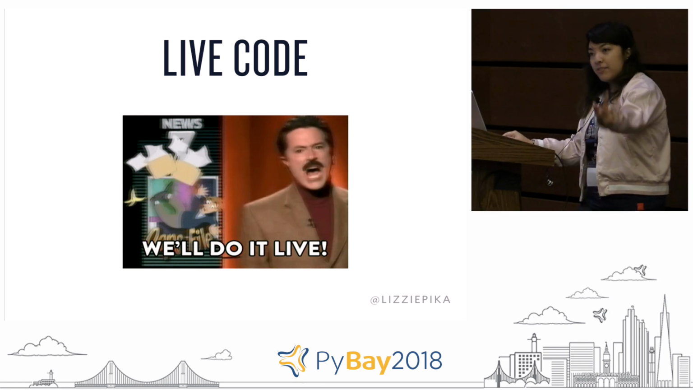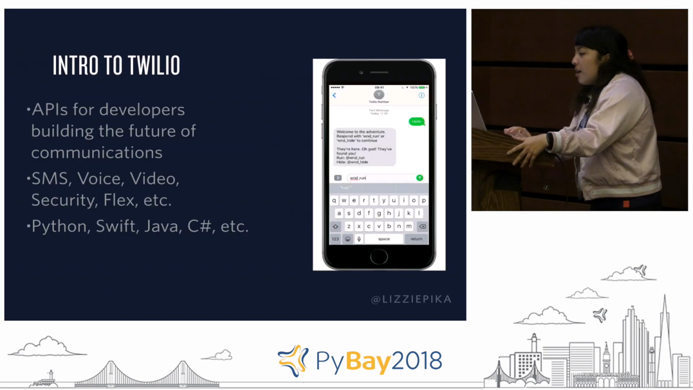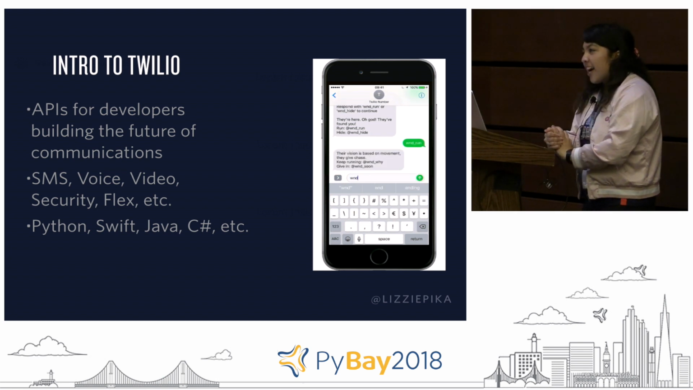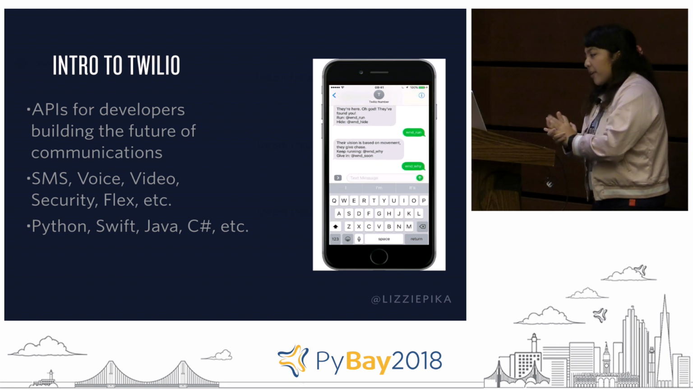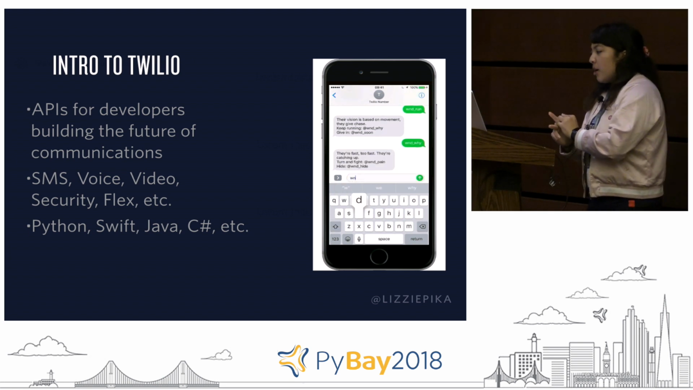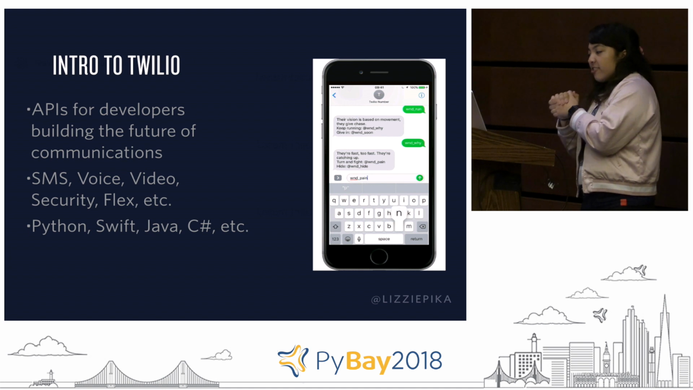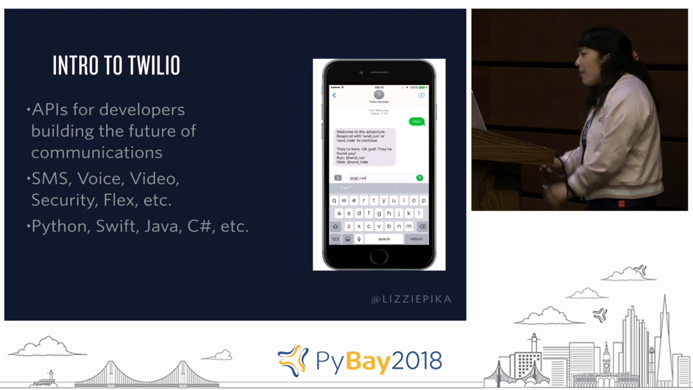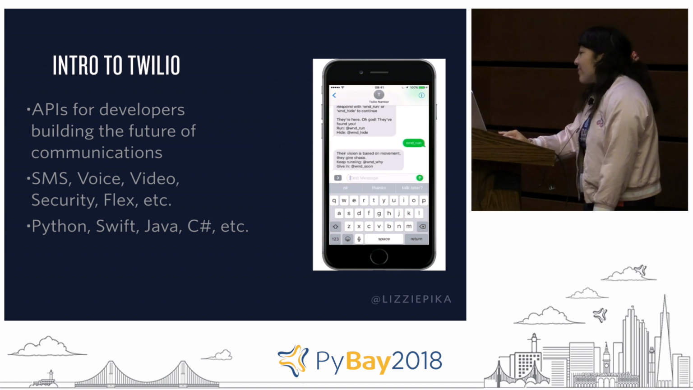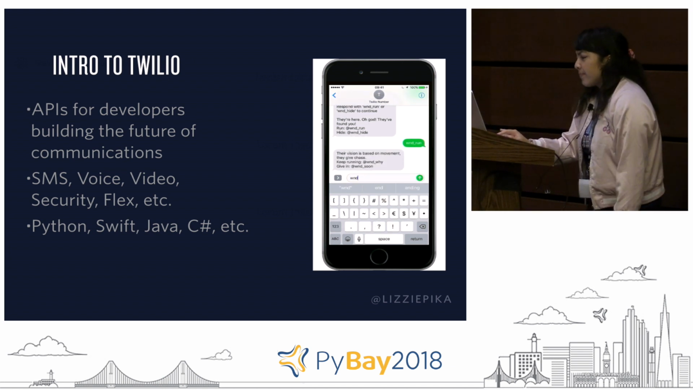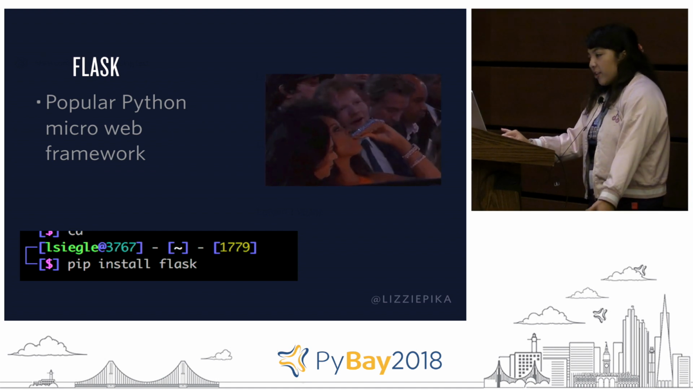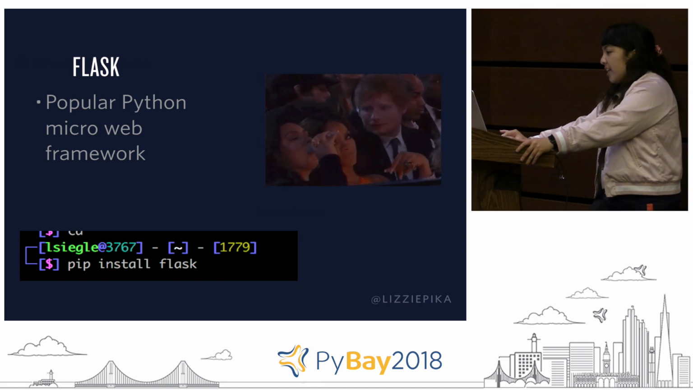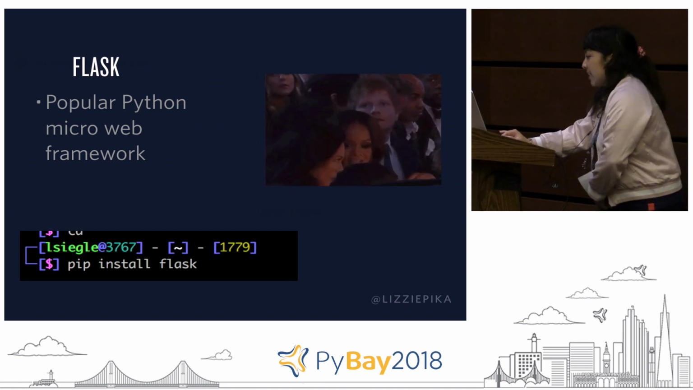And before we code some of this app live, what is Twilio? If you don't know, Twilio provides a wide range of APIs to make your lives as developers easier. We'll be using the SMS API to send and receive text messages. And though you can use almost any language you want, you can probably guess what we'll be using. Python. And Flask, if you haven't used it, is a popular Python micro web framework. If you don't have it yet, you can pip install it.